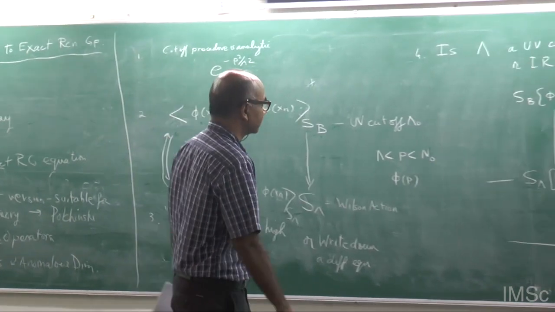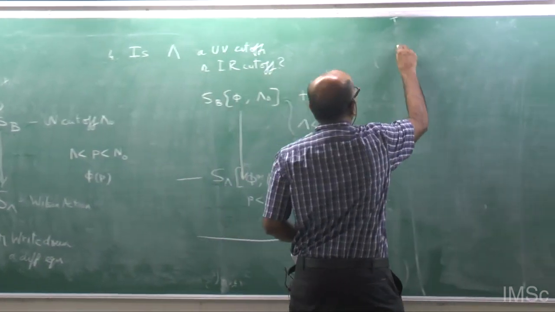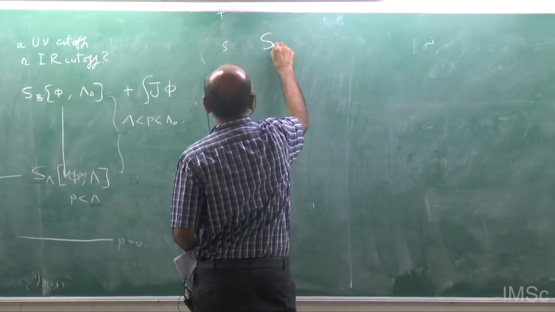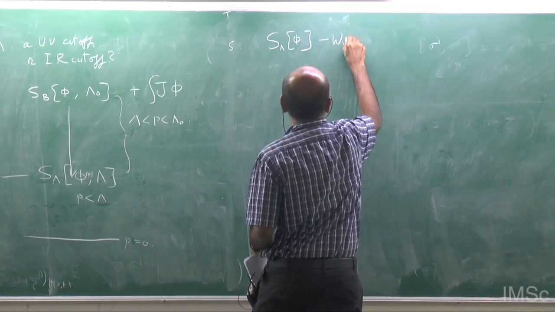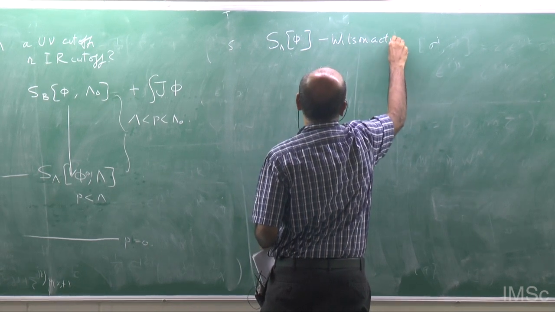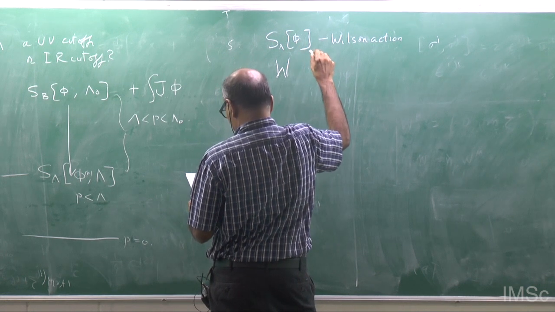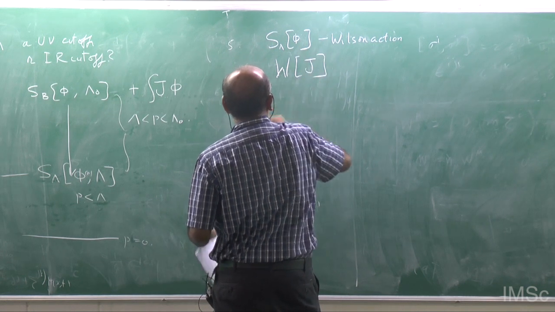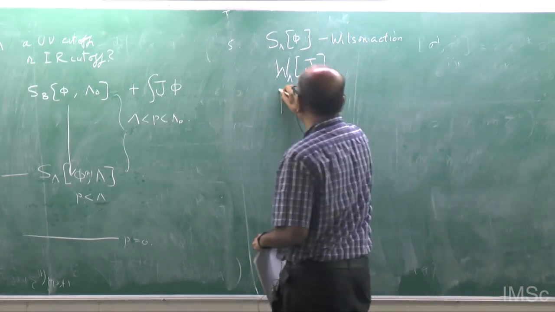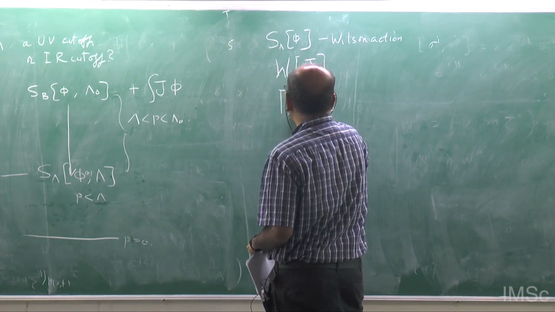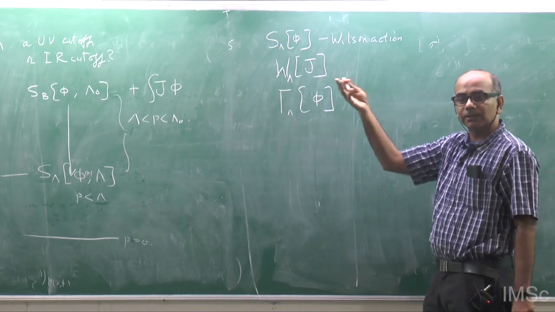And the last point I want, I missed one point. There are basically three things of interest. One is called the Wilson action. There are actually many things you can define, but the other is the generating function that I just defined. We'll define this more precisely later on. And the third thing you can define is the effective action that reproduces the one particle irreducible graphs.